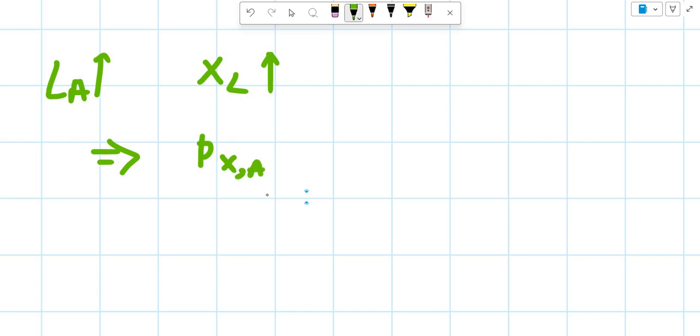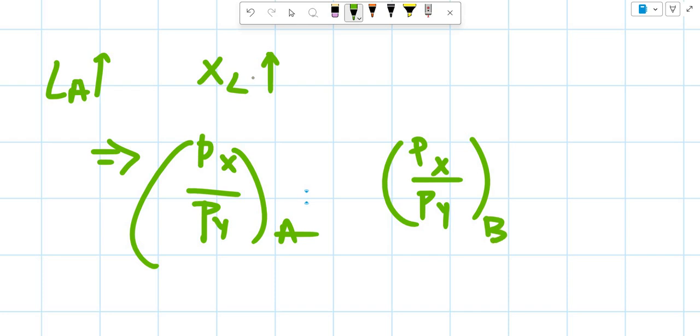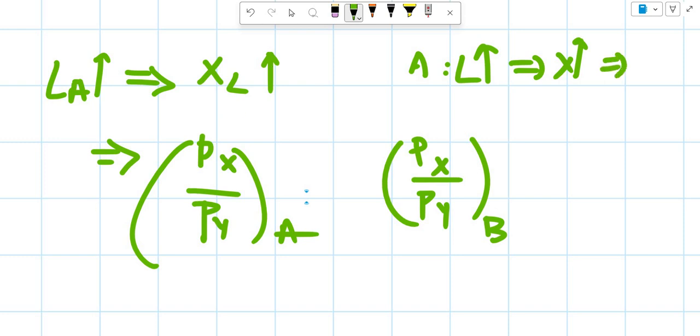We can think of it this way, or we can write it in this way: PX by PY in economy A and PX by PY. This is called the price ratio, right? In economy B. So what do you think? If economy A has more labor and X is labor intensive, A has more labor. So A can produce more X. So do you think it will charge more price, or do you think it will charge less price? It will charge less price. So if A is labor abundant, PX by PY for A will be less than PX by PY for B, right? So we actually have this as the price definition.